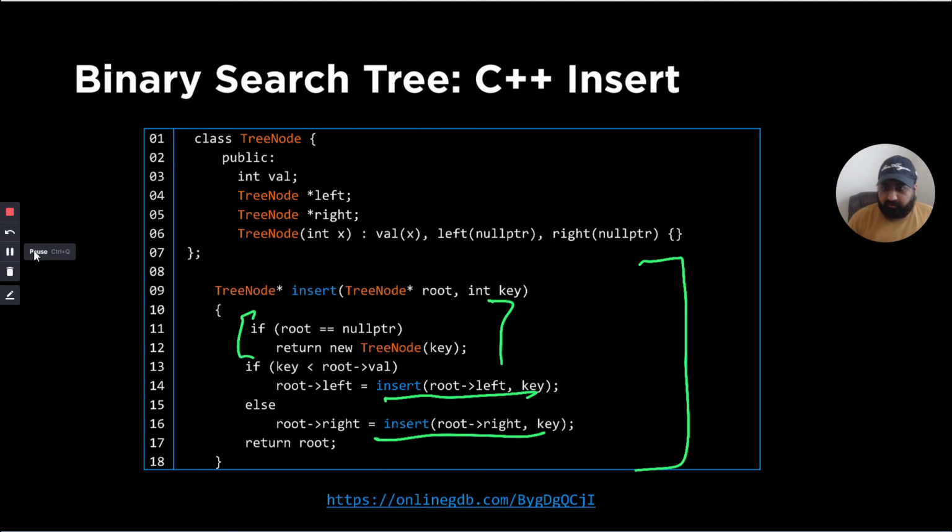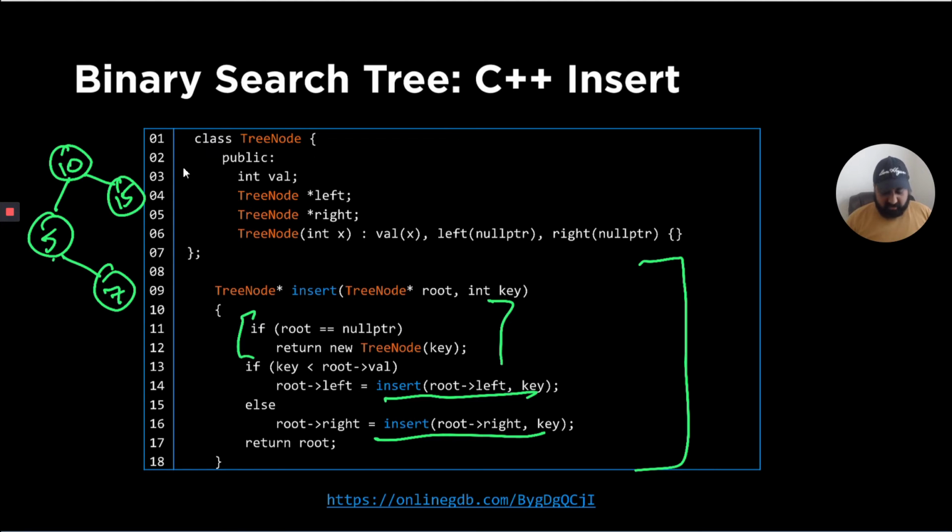Yeah, so let's draw another example. So we have the number 10, we have 5, let's say 15, and let's say we have one more number, which is 7. So in this case, how it's actually working is we pass this root node into this insert function, and let's say we are trying to insert a value, let's call the value 4 maybe.